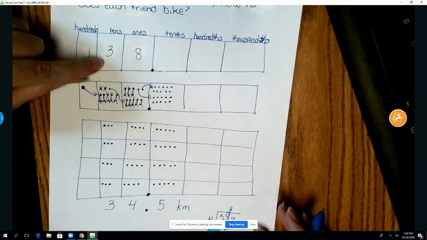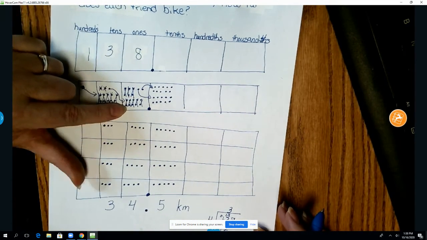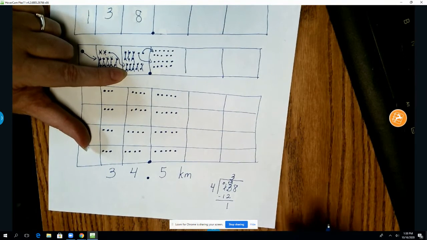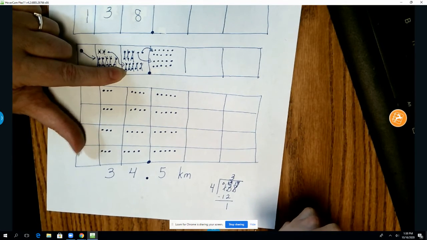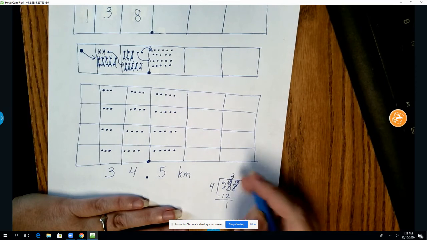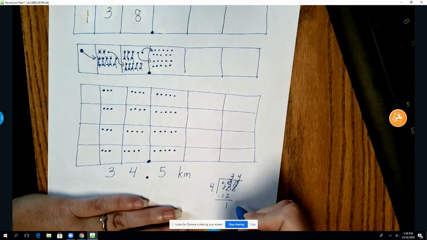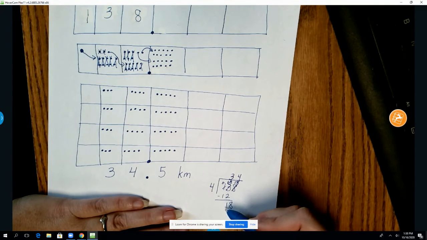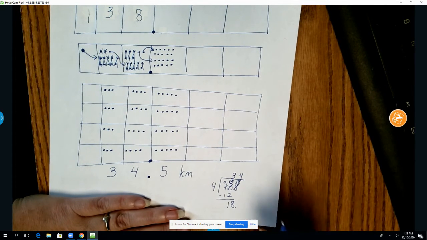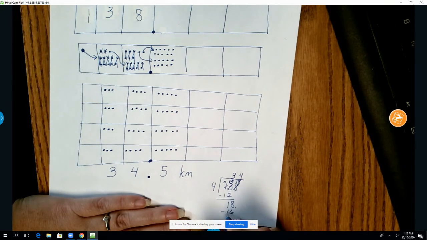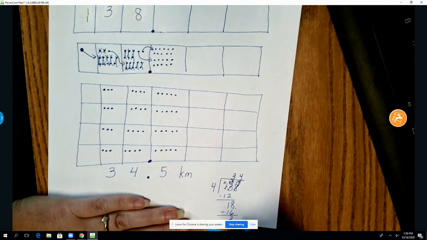And I'm going to unbundle it and make a group of 10, which makes 18. 10 plus 8 is 18. 4 times 4 is 16. So there's my 18 right there. So I had 1 left over, and then I brought down the 8 to go with it. So 4 times 4 is 16. I'm going to subtract that, and there's 2 left over.